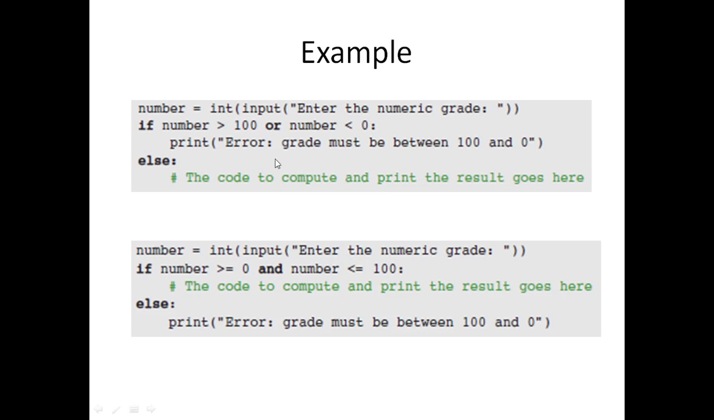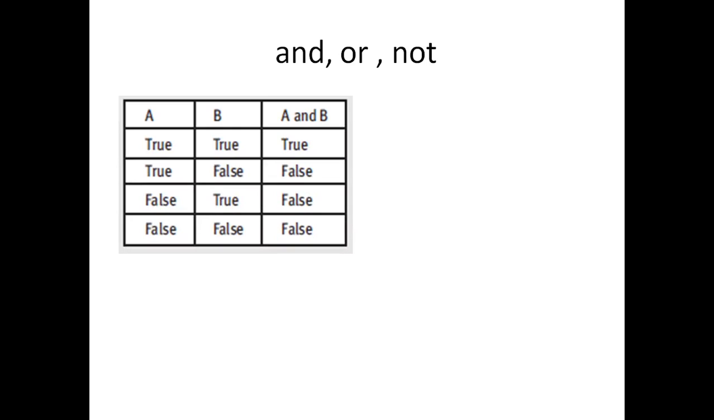So what we have done is we have combined these two comparison operators using logical operators, logical OR and logical AND. So we have three different logical operators in Python: AND, OR, and NOT. So this is a truth table of AND. Here A and B denote any expression, like number greater than 0 or number less than 0. It can be any type of expression.